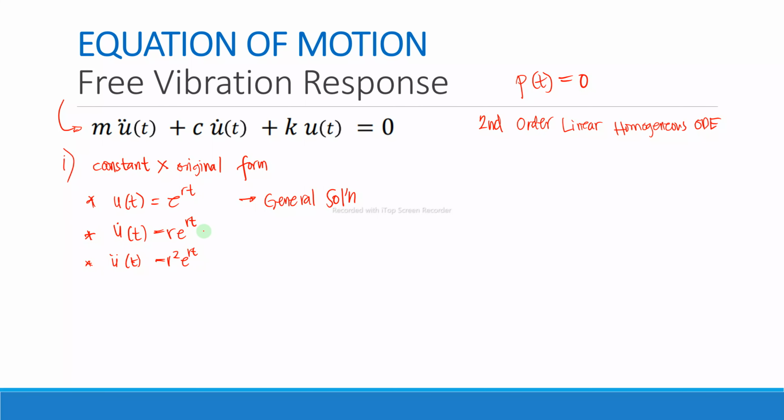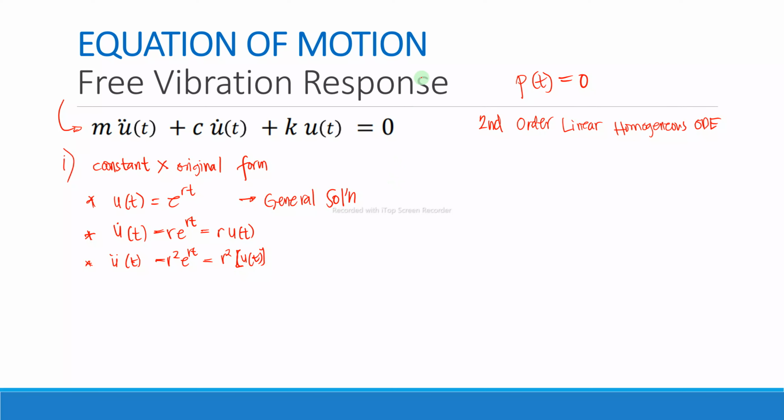So, we can rewrite this one as r times u of t, and this one we have r squared times u of t. So, it is in the form of constant times its original form. So, why do we apply this? Para mas dali ang kinabuhi.